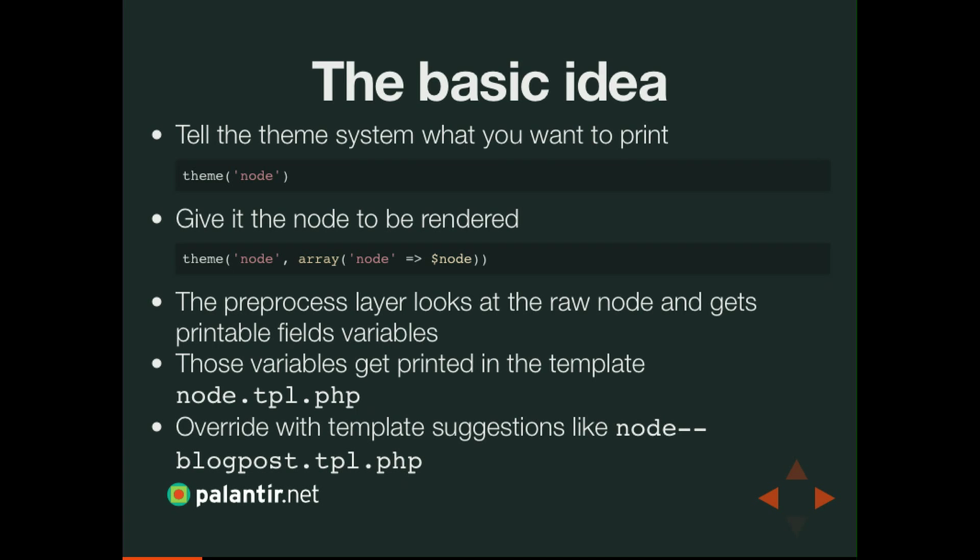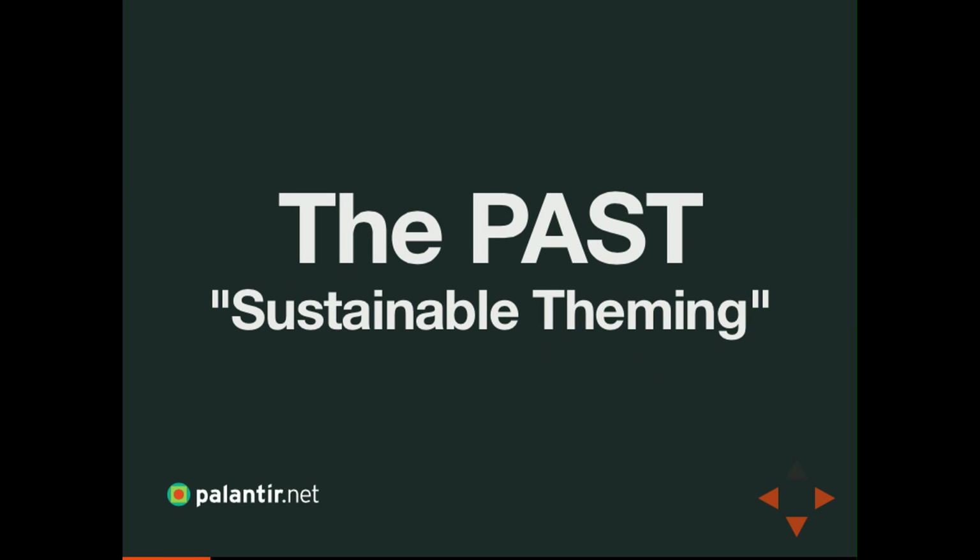You can make node-blogpost.tpl, node-teaser.tpl. And this concept is pretty much the same as it was many versions of Drupal ago. So, talking about the past, present, and future, I'm going to be referring to the past, the Drupal 5, Drupal 6 era, as the era of sustainable theming.